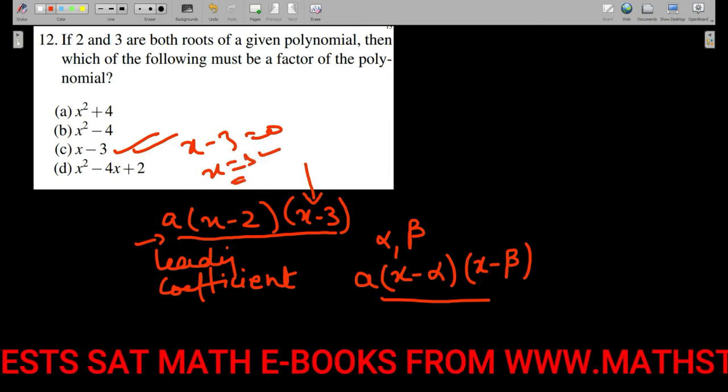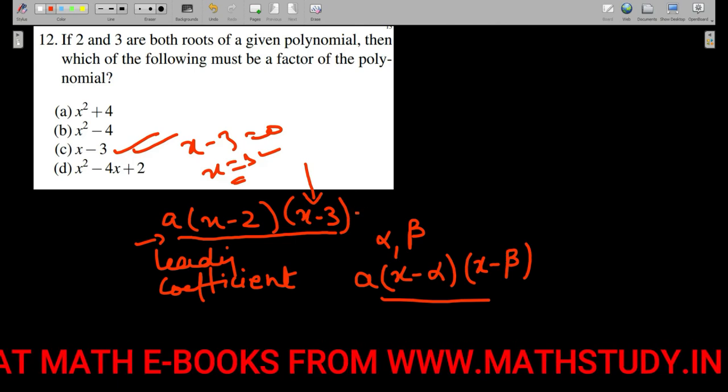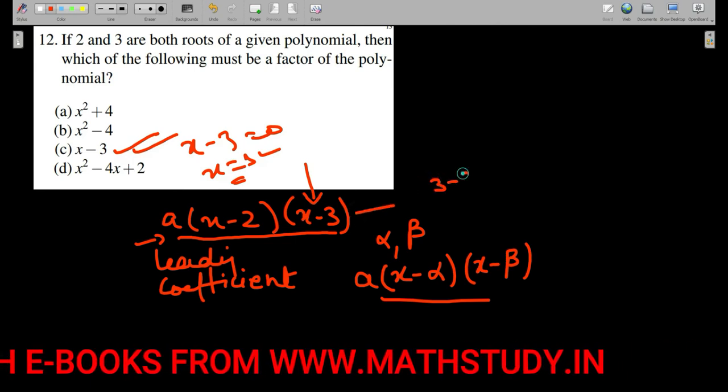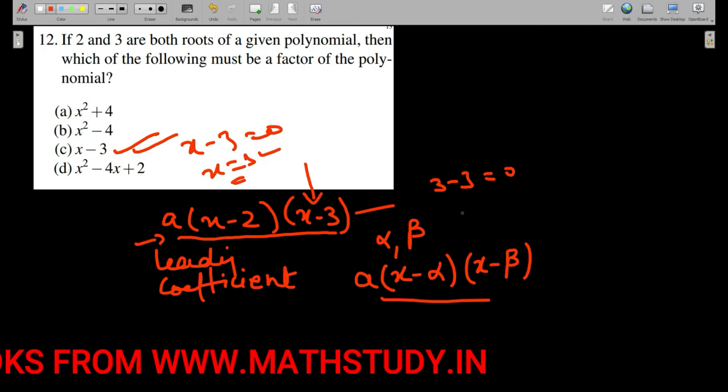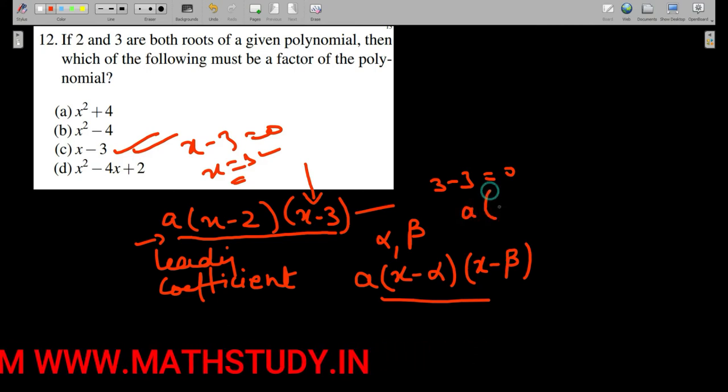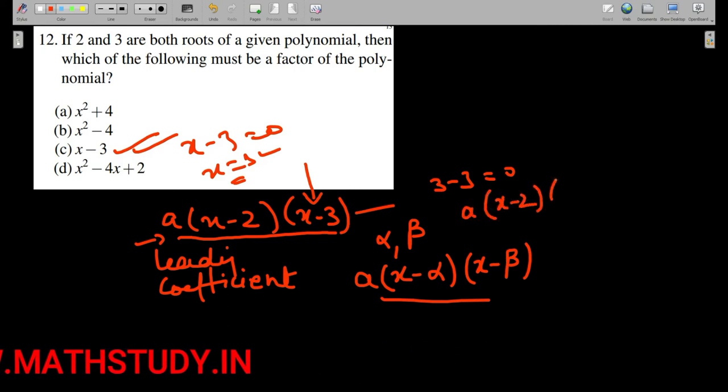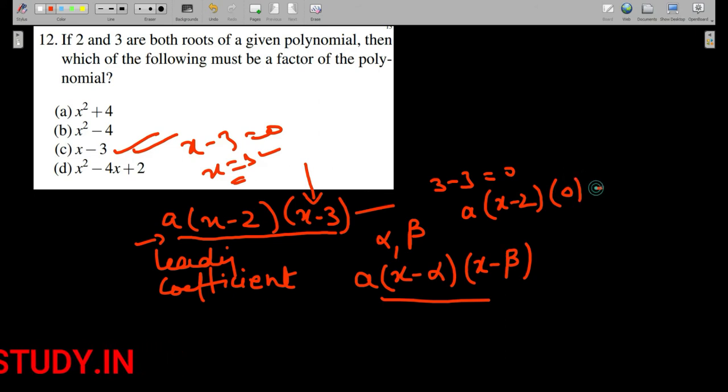And if we put x equals to 3 here, we will get 3 minus 3, which is equal to 0, and therefore this complete term, that is A into x minus 2, which is multiplied by 0 now, should be equal to 0, and therefore we can say that x minus 3 will be a factor of this given polynomial. So students, that was our question number 12, and now let's move towards question number 13.